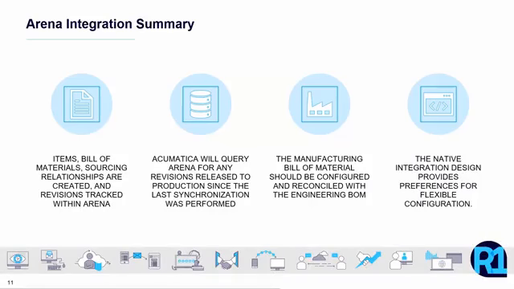In summary, the Acumatica for Arena native connector will streamline the data synchronization process between PLM and ERP, ensuring data integrity. The manufacturing bill of materials screen enables quick reconciliation of engineering changes, and integration preferences provide flexible implementation options to support a variety of use cases.